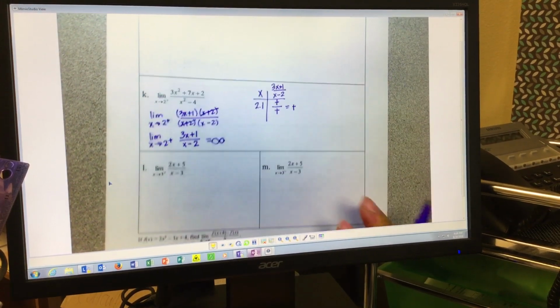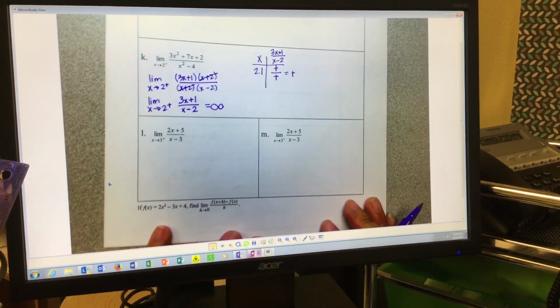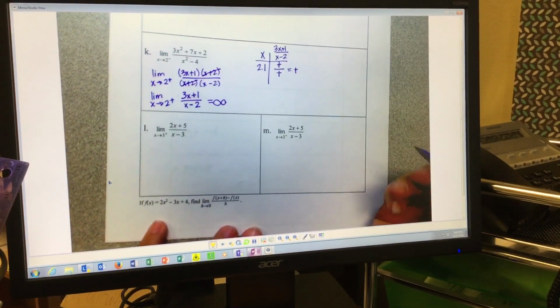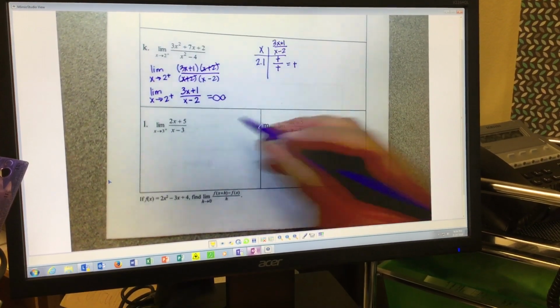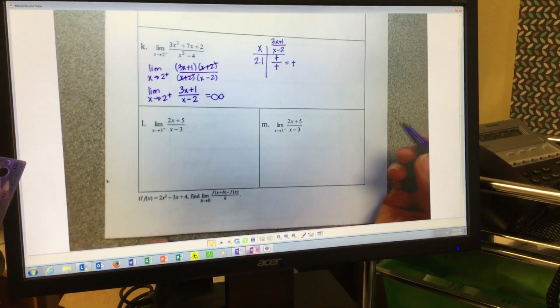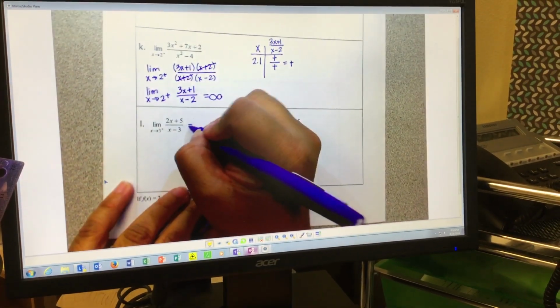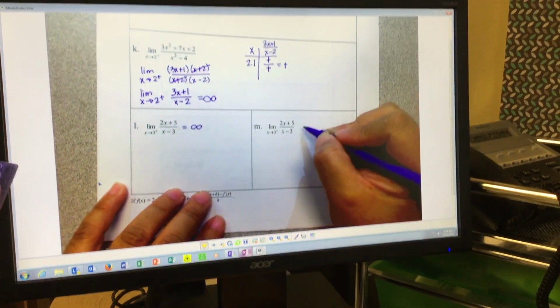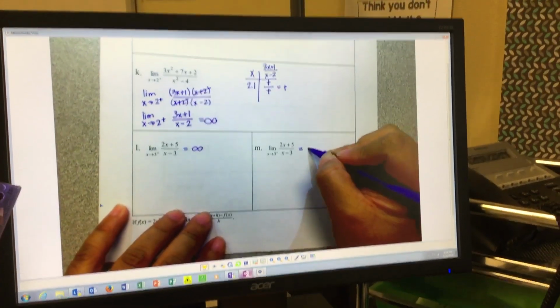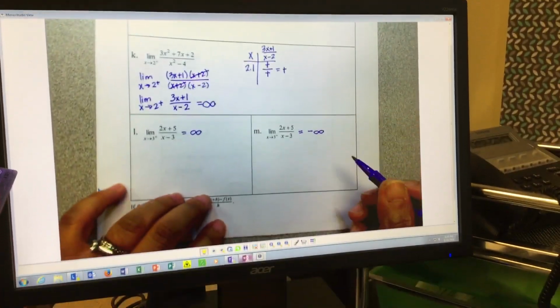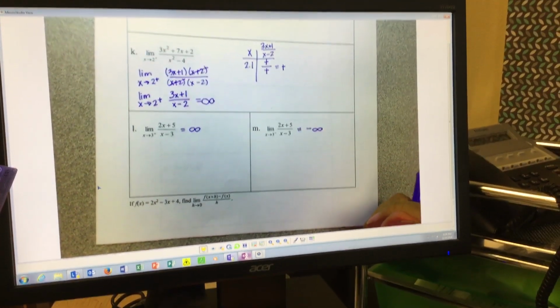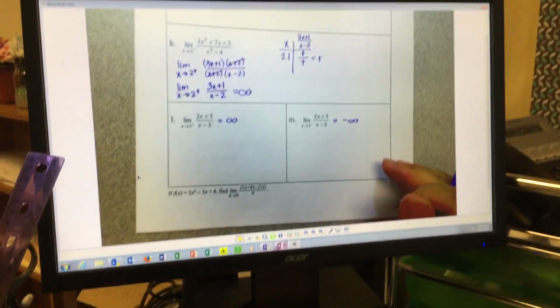Okay, so go ahead and do L and M. Press pause at this time so you can do that. Okay, so if you did this correctly, you would have positive infinity. If you did M correctly, you would have negative infinity as your limit. Okay. All right.